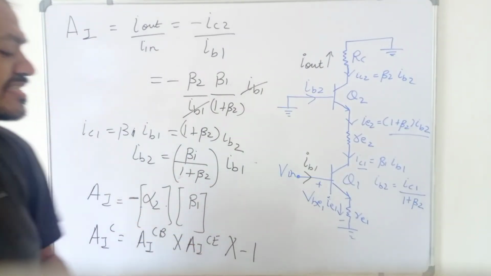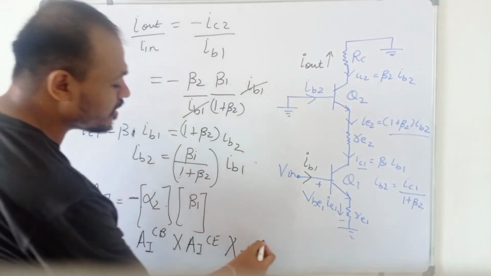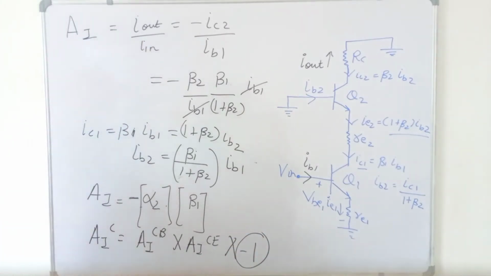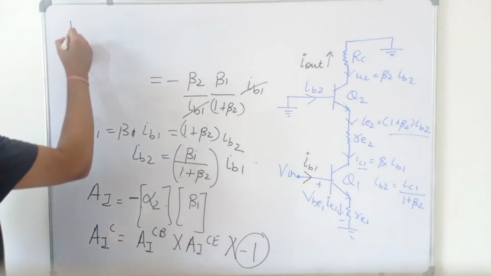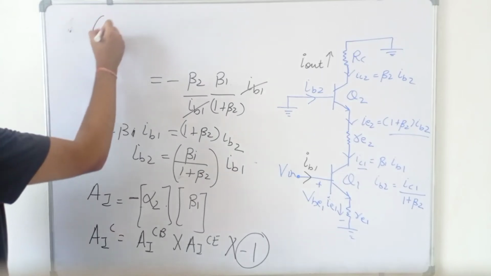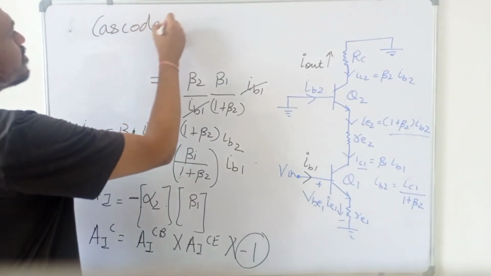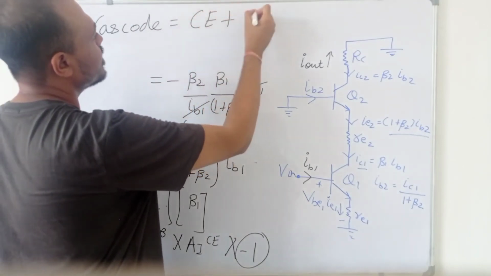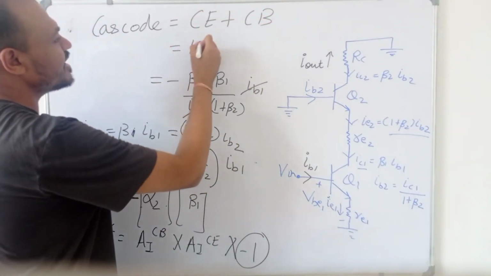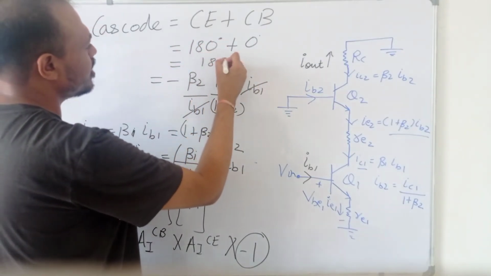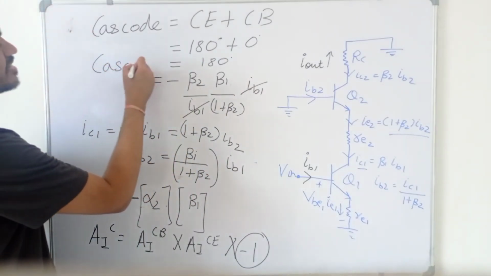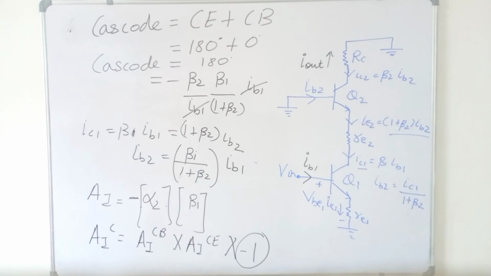And why is there a minus sign? This minus sign is also very important. Because the cascode stage is equal to common emitter plus common base. The phase shift of common emitter is 180 degrees and the phase shift of common base is 0 degrees. So the total phase shift of the cascode stage will be equal to 180 degrees, because both the phase shifts will be added.